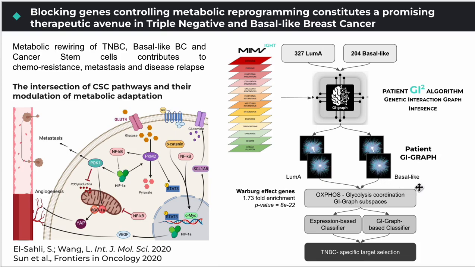Then with this graph, we have different steps. The first step was to identify a consensus graph for basal-like patients and a consensus graph for luminal A, and to identify a subspace within this graph, that is genes that are interacting with at least one gene associated to OXPHOS and one gene associated to glycolysis. And we already showed that the subspace of the graph is significantly enriched in genes that we identify as Warburg effect genes.